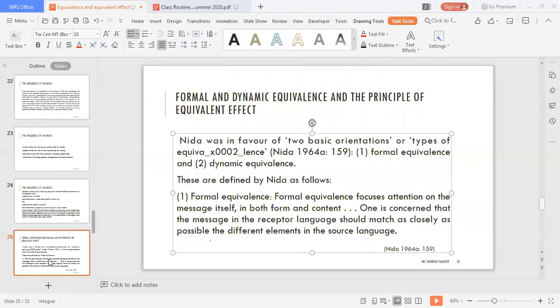Now, the two other kinds of equivalence. So you see, we are talking about, I mean, everything is all about equivalence. Now here, two different kinds of equivalence. One is formal and one is dynamic.